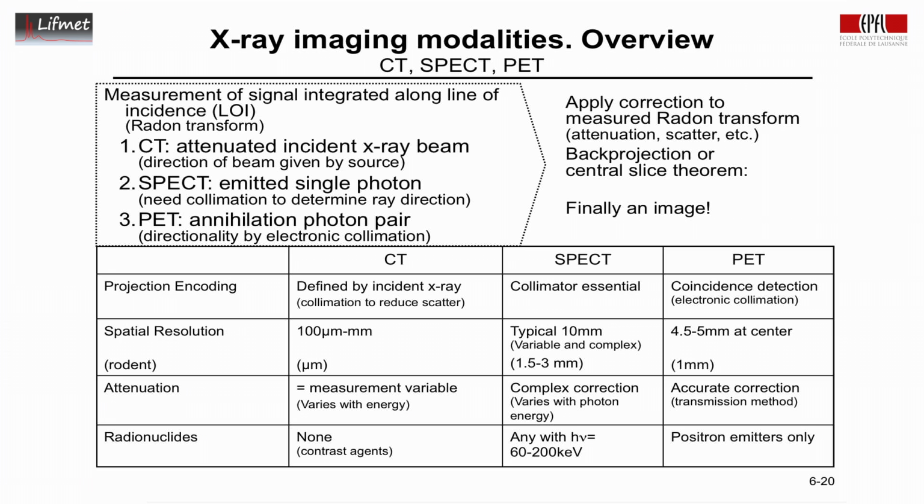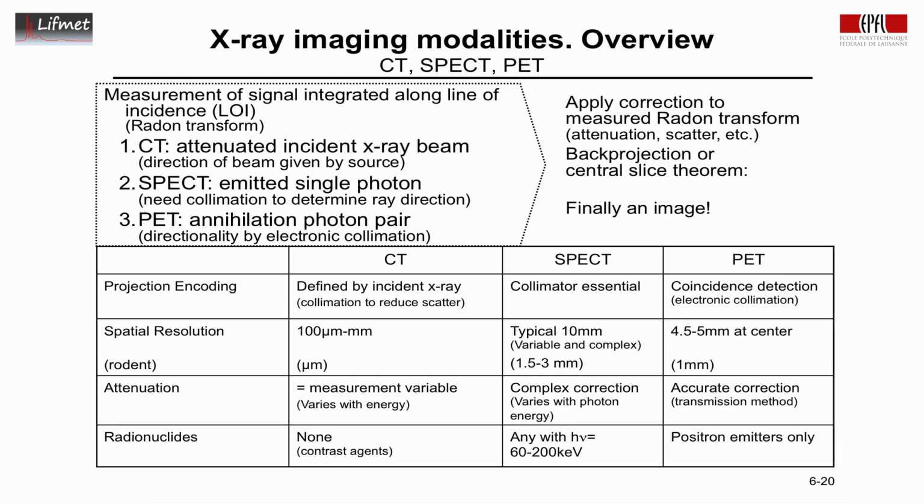For SPECT, essentially any single photon emitter, typically between 60 and 200 kiloelectron volts, can be used. And for positron emission tomography, we are obviously limited to nuclei that emit the positron, so we are only able to image positron emitters. So we have a wider choice of radionuclides with SPECT than with PET, but with PET we have a higher sensitivity as we have coincidence detection.